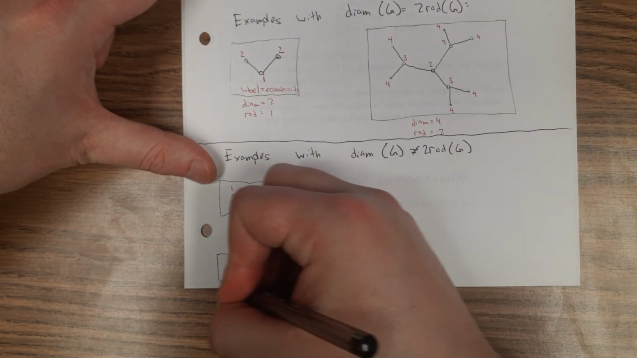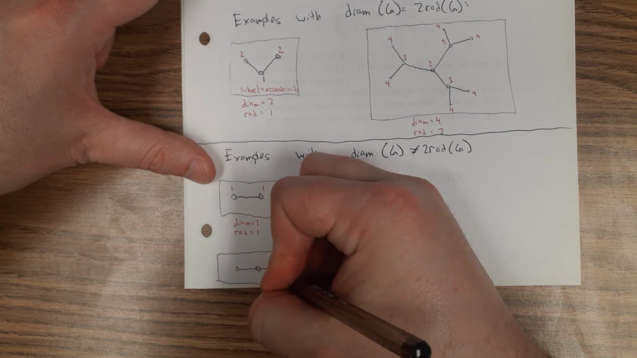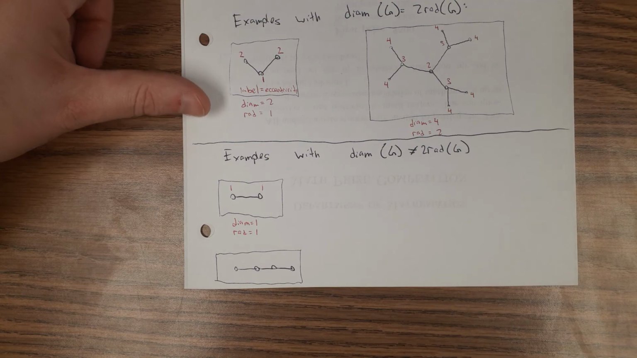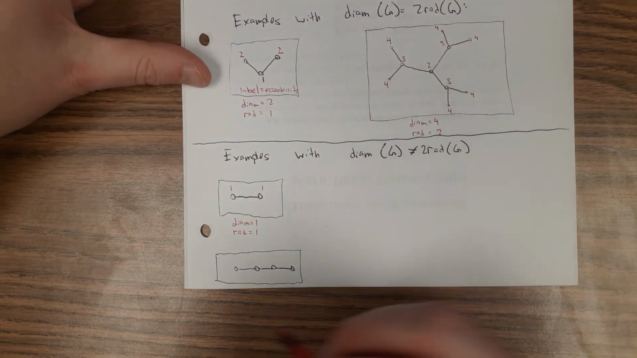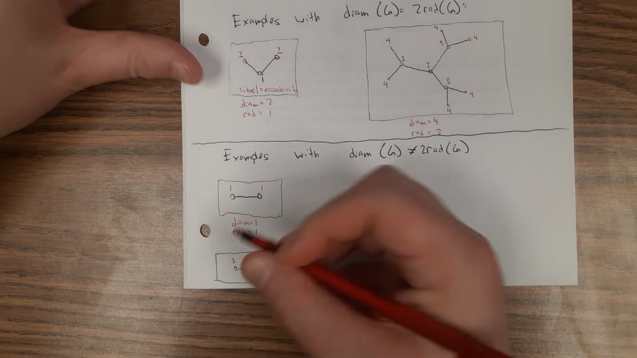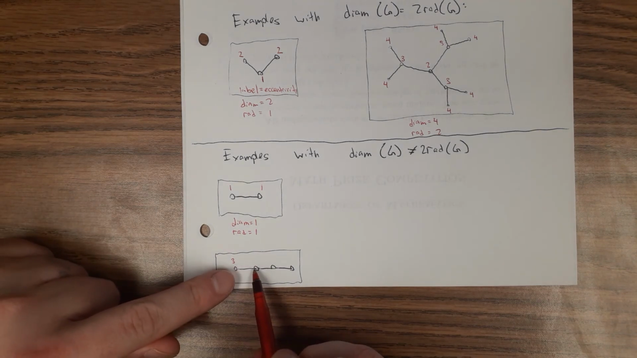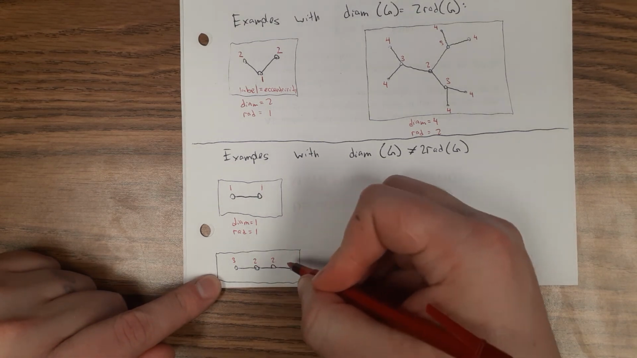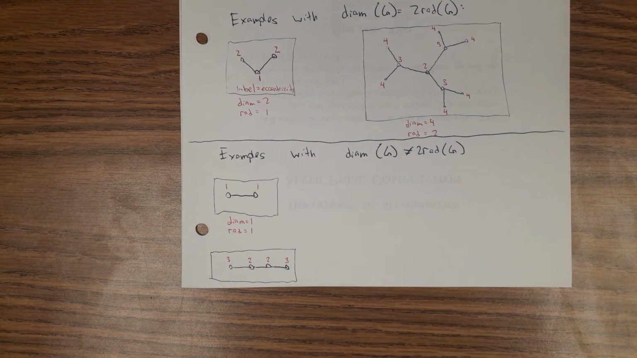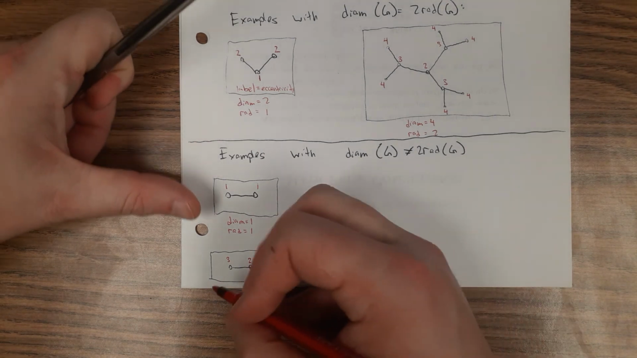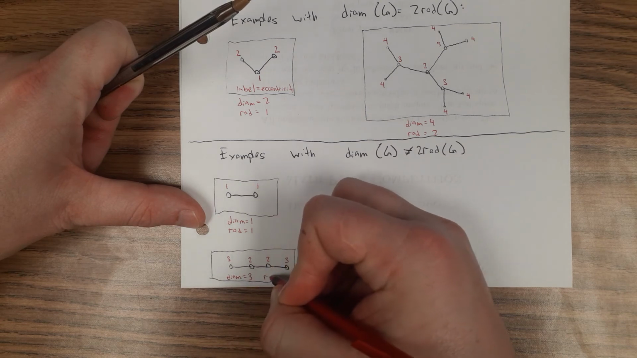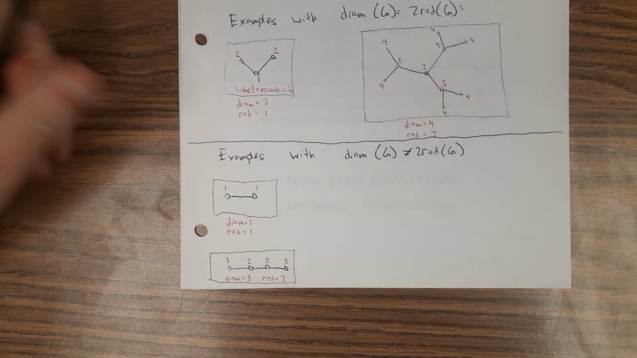What I was going to draw before I realized I could just stop, I was going to draw this graph. It's basically a path of length 3. So this vertex has eccentricity 3 because the farthest away is a distance of 3. This one would have eccentricity 2, 2, and then this one would be 3. So the diameter here would be 3. The radius would be 2.